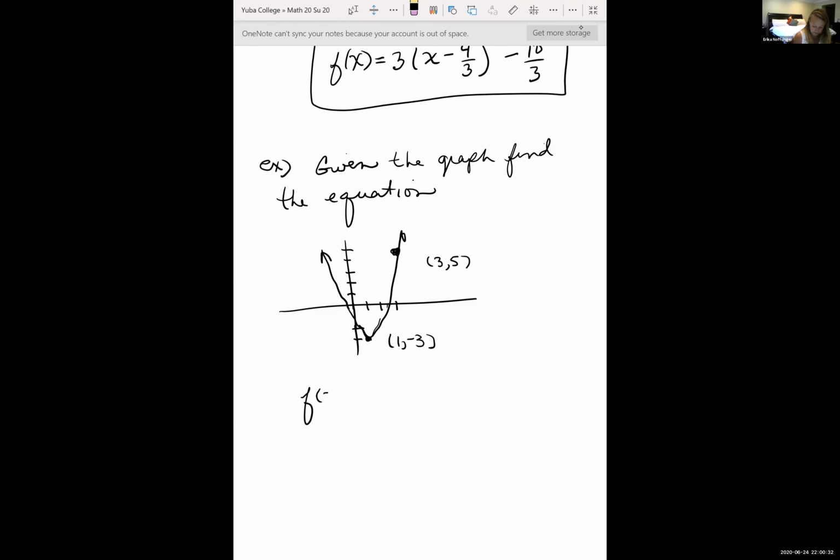So a couple things we know. Vertex form. And we know what the vertex is. So we know that our h value is 1, and our k value is negative 3. So far, just with those two things, we have f of x is equal to a all times x minus 1 quantity squared minus 3.